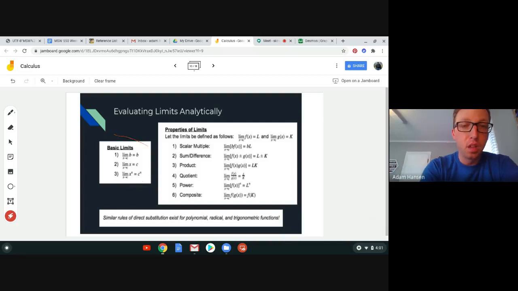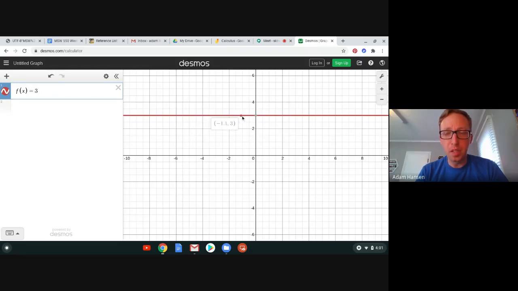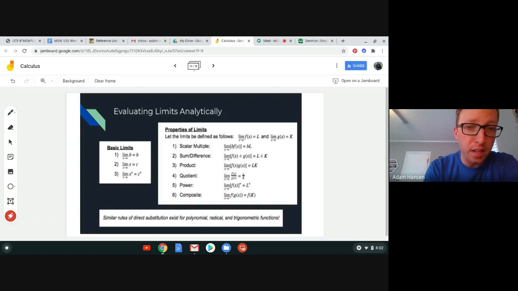limits so far. The limit as x approaches some constant c of b is equal to b. B is some other constant. So b is independent of x. No matter what x is, this constant b is not going to change. All right, so for example, say I have the function f of x equals 3. No matter what x is equal to, because 3 is independent of x, the value of the function is always going to be equal to 3. So applying that same principle here, the limit of some constant b as x approaches c is always going to be equal to b.